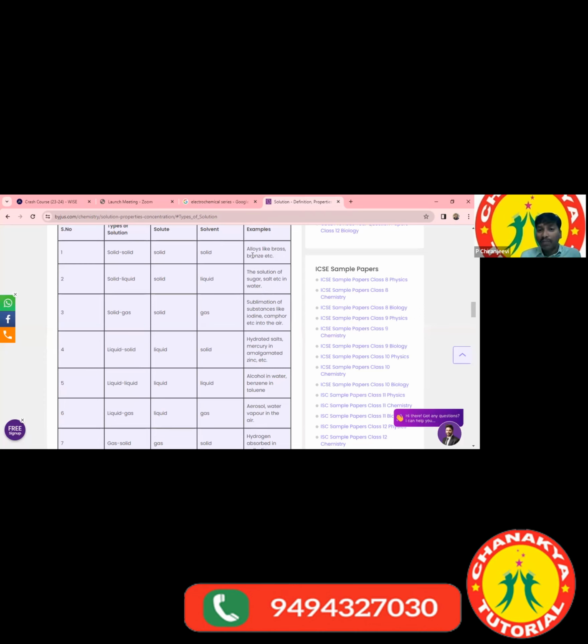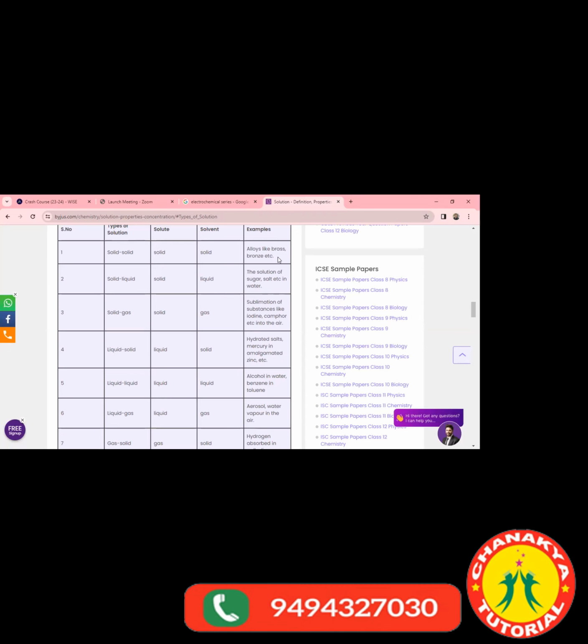So what is the example for that? Alloys. Is there any example of alloys? What is the best known example of alloys? Any one of them? Bronze, brass, other than this one. Steel. Everyone is wearing gold, right?